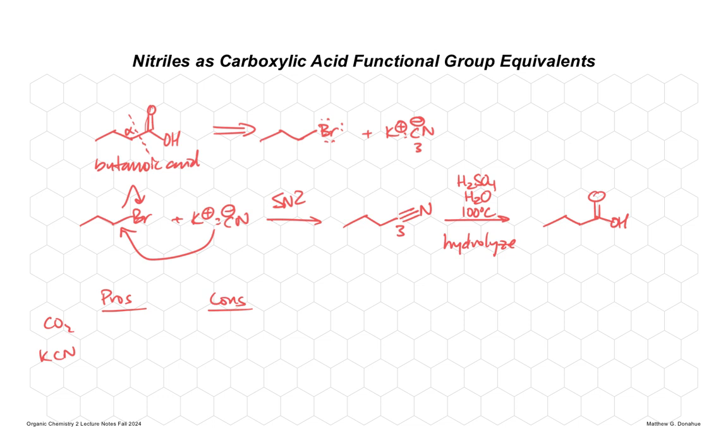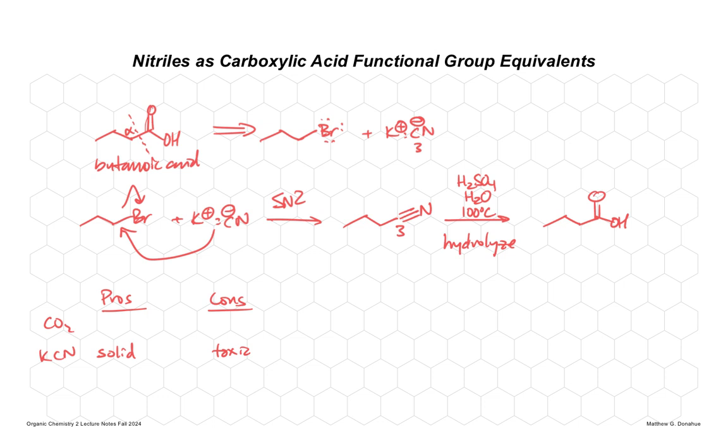So pros for potassium cyanide, it's a solid. Cons, you really have to be careful handling it. I mean, it's a white solid. As long as you're safe, it's pretty easy to work with, but you don't want any acids around because that generates HCN.